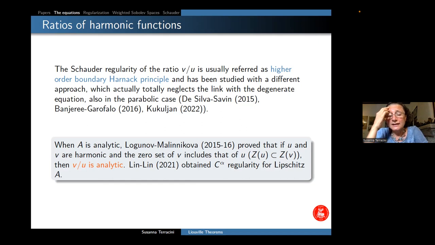More recently, Lin and Lin obtained Hölder regularity in the case of Lipschitz A. So one point of the present research is to try to extend in some way the Logunov and Mangoubi result to cases where the metric A is not analytic, but is only C^k for some k.